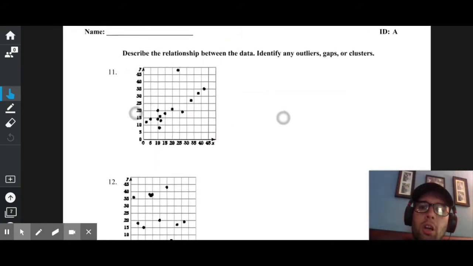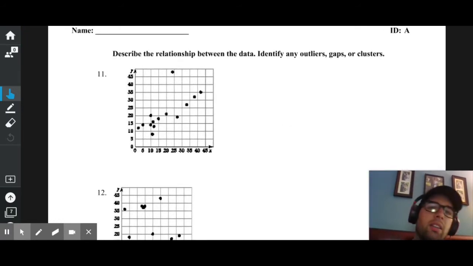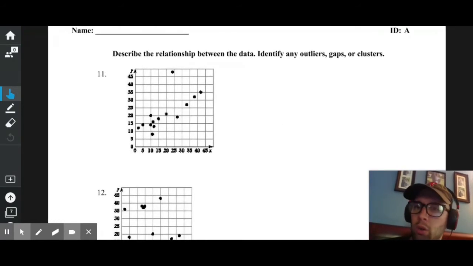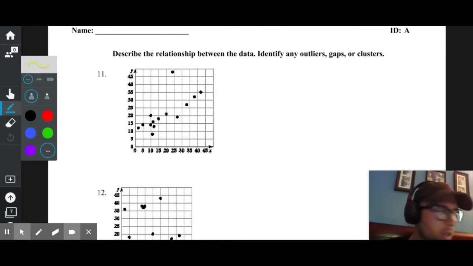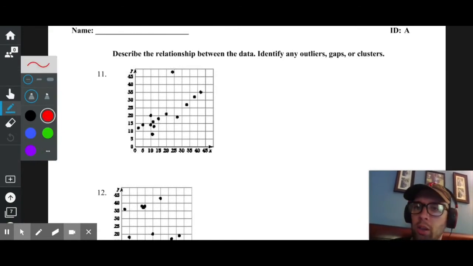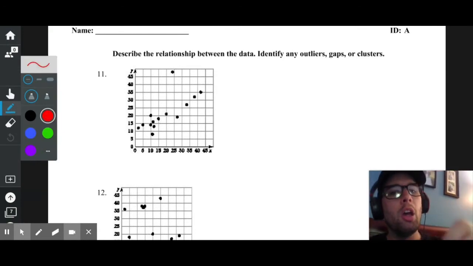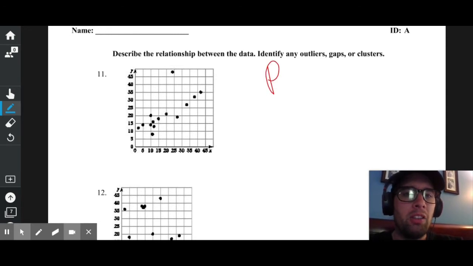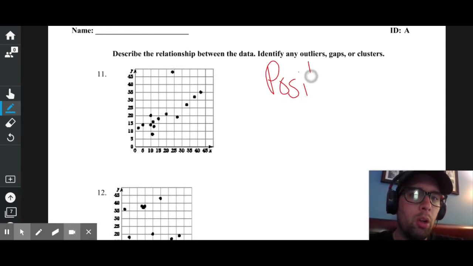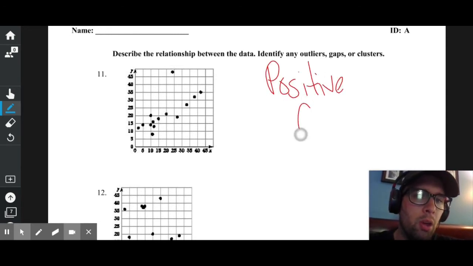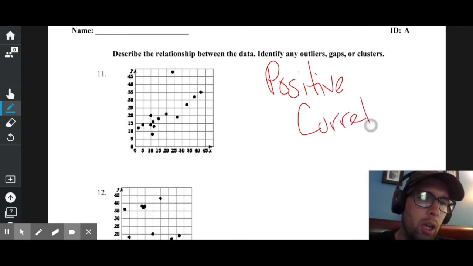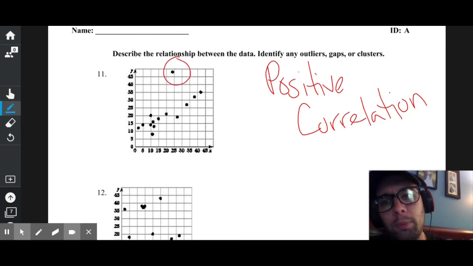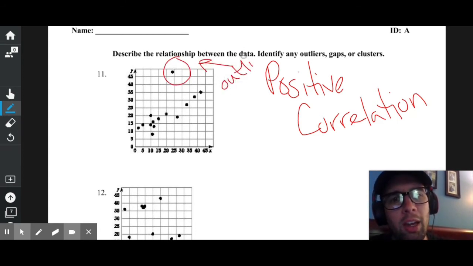All right, okay. Describe the relationship between the data, identify any outliers, gaps, or clusters. Describe the relationship usually means something along the lines of explain the correlation. What we have is a positive correlation, because the data goes up and to the right. Here is a point that just doesn't seem to belong anywhere else. That's an outlier.